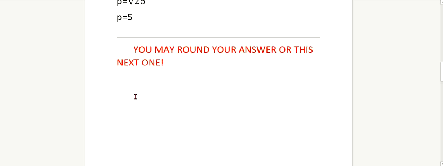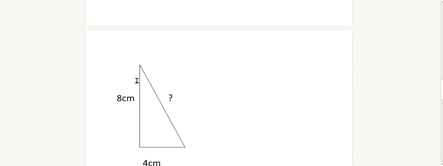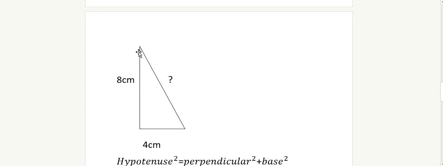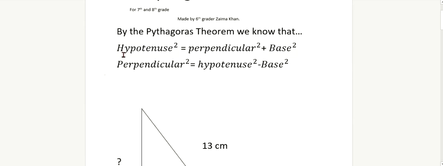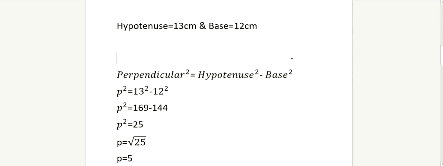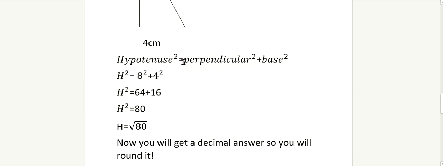You may round your answer on this next one. So, okay, what do we have here? So we know that this is our perpendicular, this is our base. But for this sum, we have to find out our hypotenuse. So we go all the way back up, and we have a formula for hypotenuse. Great. So, hypotenuse squared equals perpendicular squared plus base squared. So we have that figured out. So now we put everything into action.